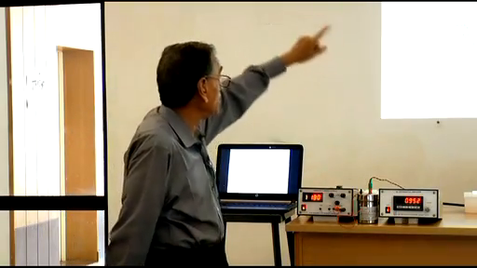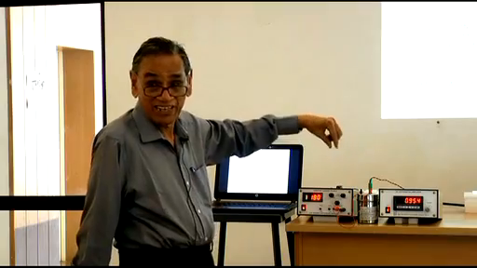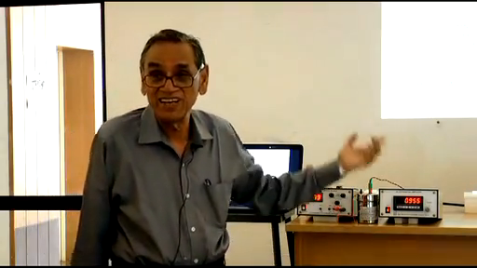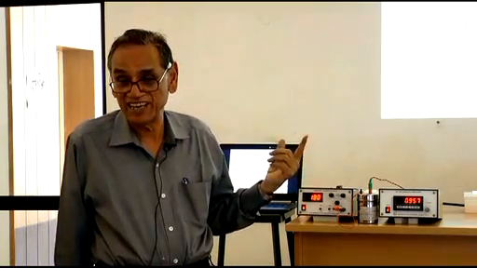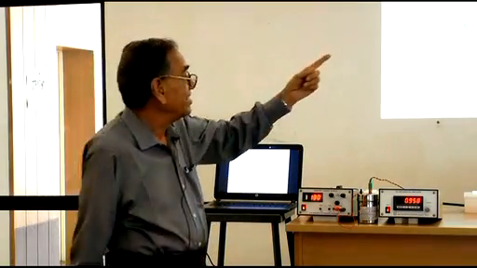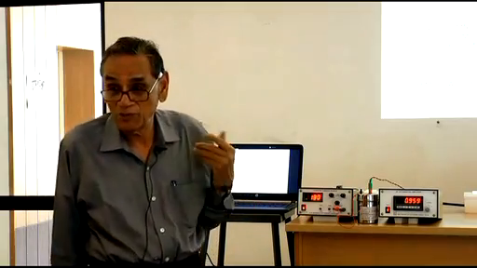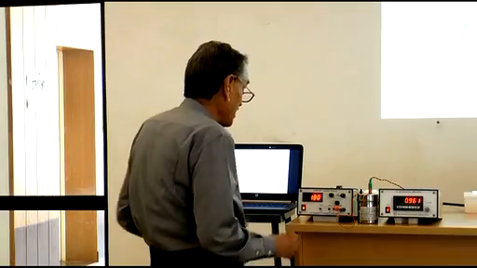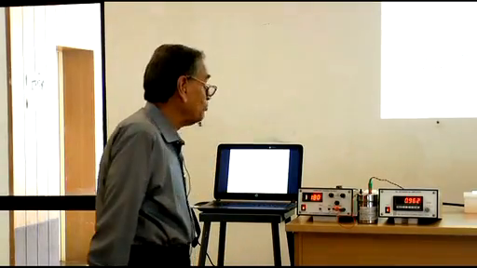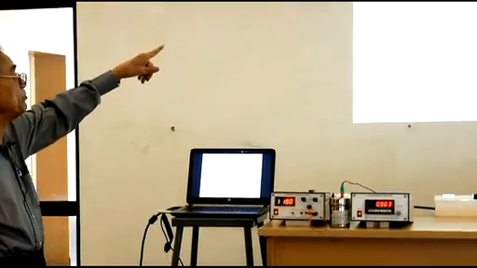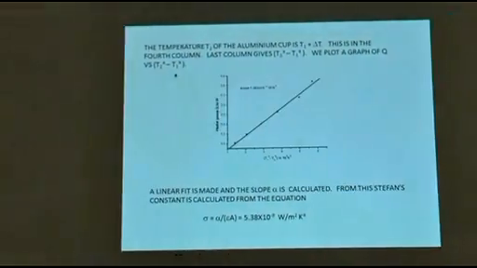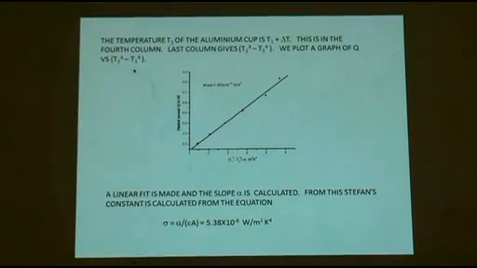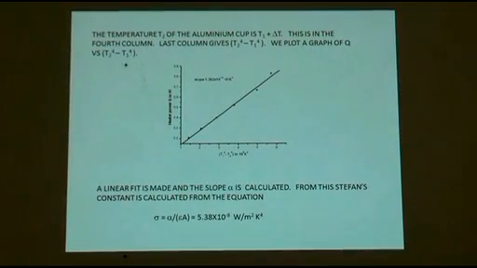The temperature of this box is 299. So the temperature of the aluminium cup is 299 plus 44.5, that is 343.5 Kelvin, that is T1. Last column gives T1 to the power 4 minus T2 to the power 4. After you make all the calculations, plot a graph of the heat input Q in watts on the y-axis and T1 power 4 minus T2 power 4 in Kelvin power 4 on the x-axis.